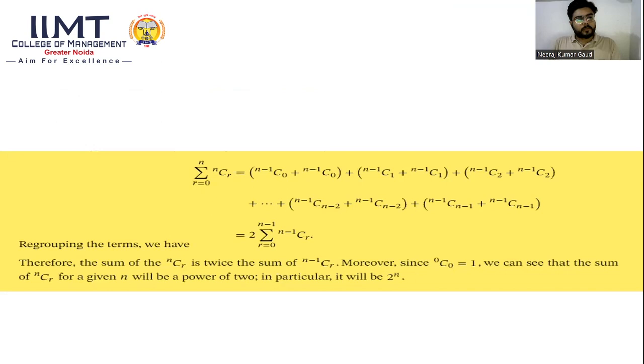So therefore, the sum of nCr is twice the sum of (n−1)Cr. Moreover, since 0C0 is 1, we can also see that the sum of nCr for a given n will be a power of 2. In particular, it will be 2 to the power n.